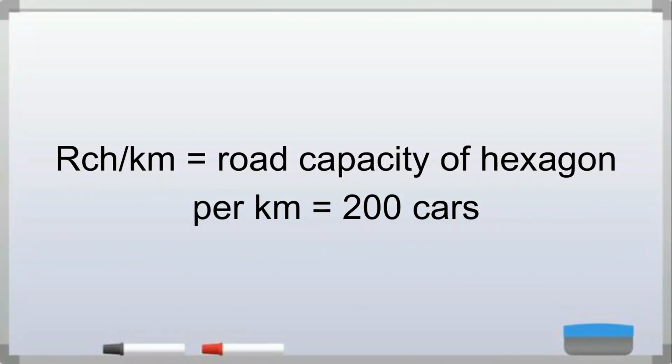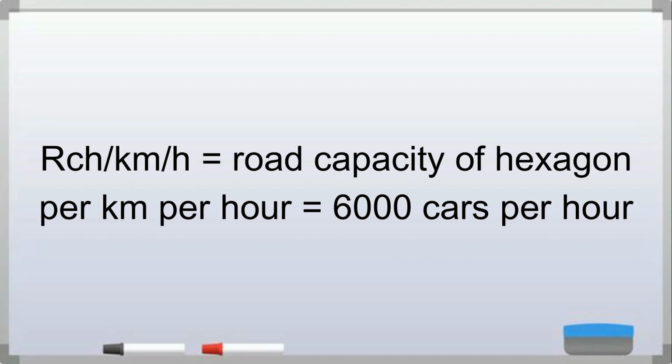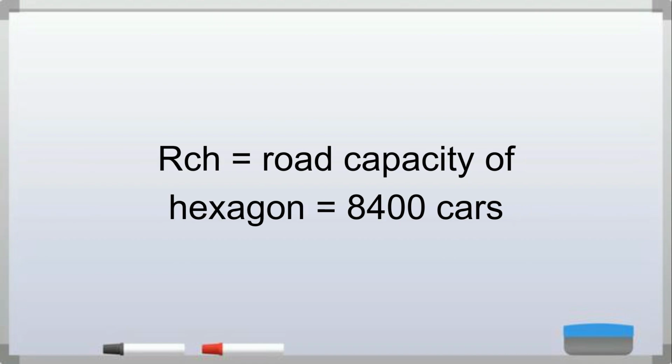RCH per kilometer, the road capacity of the hexagon per kilometer, equals 4 lanes times 1000 meters divided by 1 second plus average car length, which equals 4000 meters divided by 11 meters plus 4.5 meters, equals 250. After the space with the intersection takes, plus car accidents etc., we'll say 200 cars. RCH per kilometer per hour equals 6000 cars per hour, 3000 per direction. RCH, the road capacity of the hexagon, equals TLH times RCH divided by kilometer, equals 6 times 3 times 2 squared minus 3 times 2 plus 1, times 200 cars, equals 8400 cars.